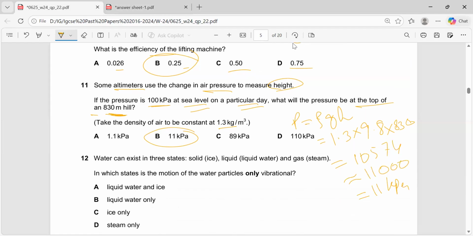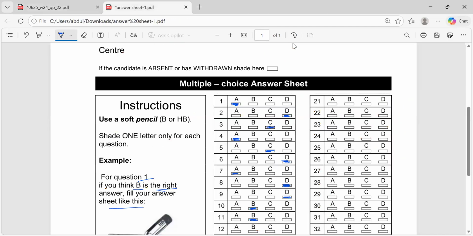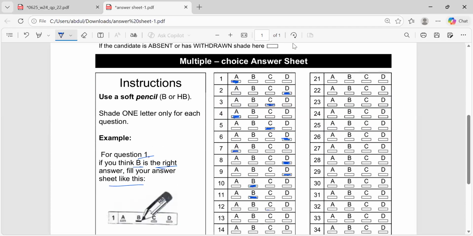Now come to question number 12. That is very simple. Now thermal is starting. Water can exist in three states: solid, ice, liquid water, and gas, steam. In which state is the motion of the water particles only vibrational? Of course it is ice, in solid state. No need to think and waste a lot of time. So the answer for 12 is C.